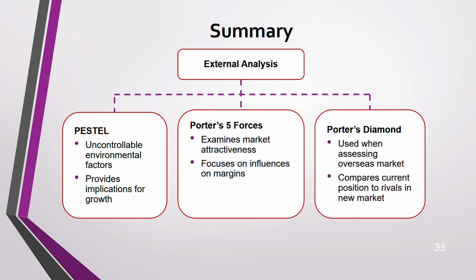So let us go through PESTEL. What are the factors? Political, economic, social, technological, ecological, and legal. Porter's five forces: threat of new entrants, threat of substitutes, bargaining power of suppliers, bargaining power of customers, and intensity of rivalry. Porter's diamond: factor conditions, demand conditions, supporting industries, and firm structure, rivalry, and strategy. So make sure that you remember these things and you actually know how to apply all this in the question given to you.